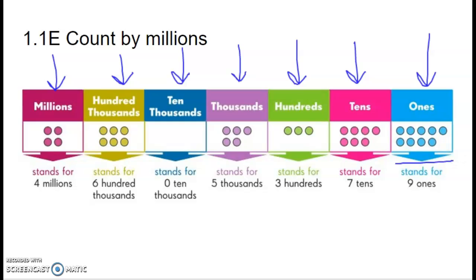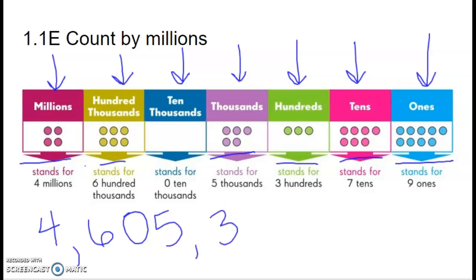These stand for 9 ones, 7 tens, 3 hundreds, 5 thousands. We have no 10,000s, 6 100,000s, and 4 millions. So to write it in standard form, we just transfer it in order. Don't forget about your zeros, so it all ends up in the right spot. Then if I were to say it, and this is then what I would write in word form, I would have 4,605,379.